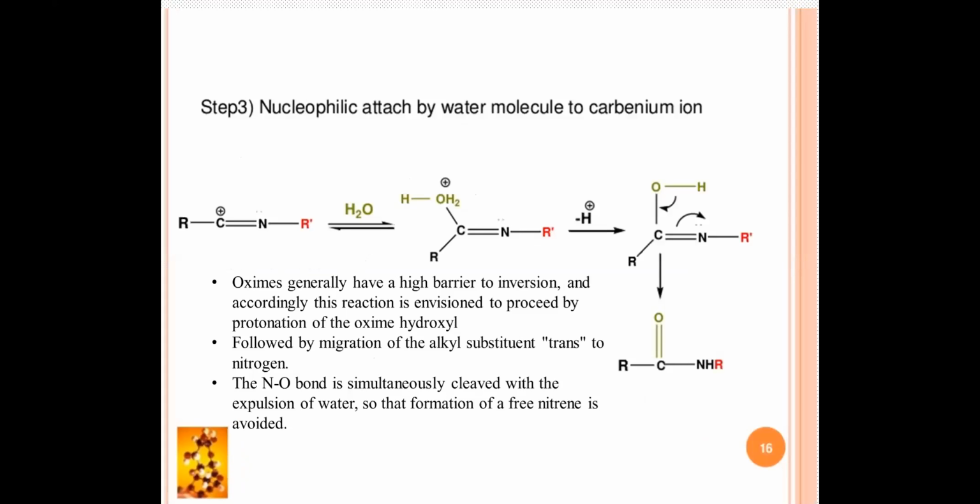So what is the next step? Then there is a nucleophilic attack of water on your carbonium ion. Water attacks the positively charged carbon, and then there is a transfer of hydrogen from your OH to your NH. So there is a loss of H plus, and this will lead to the formation of an imidol.